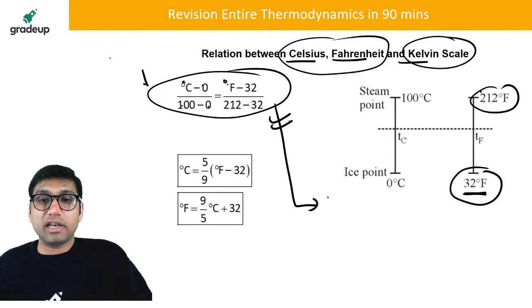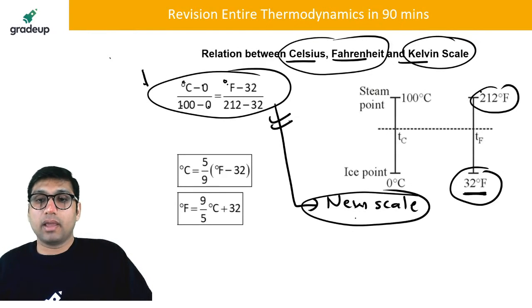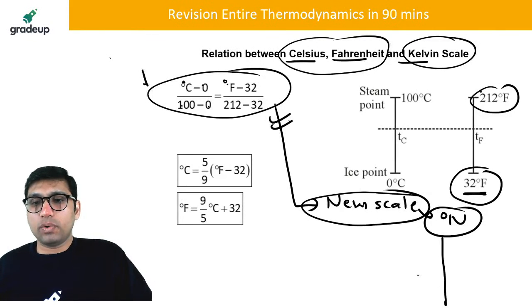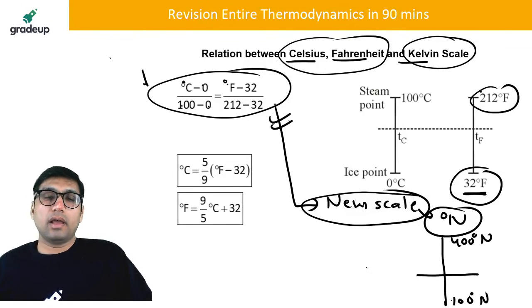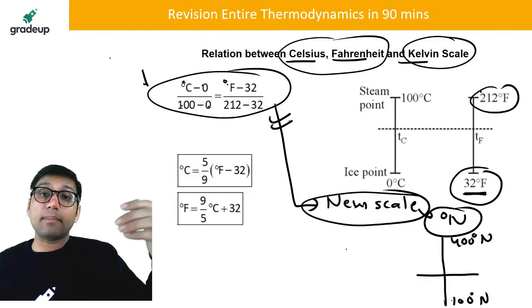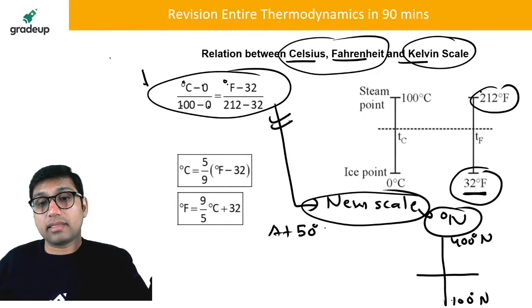So my dear students, how does the question come in your GATE exam? The question comes that there is a new scale, a new scale given by some scientist. Let us say that new scale is degree N. They will give you that for this new scale the temperature of ice point is 100 degree N and steam point is 400 degree N. Now they will ask you to find the value of temperature in the new scale in terms of degree Celsius. Let us say they will say at 50 degrees Celsius find degree N.